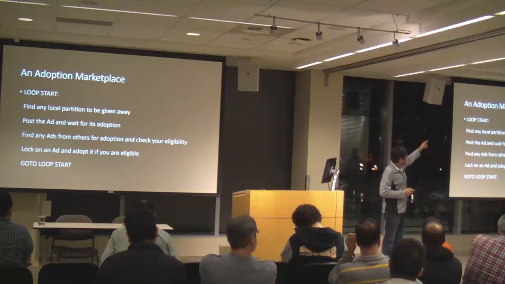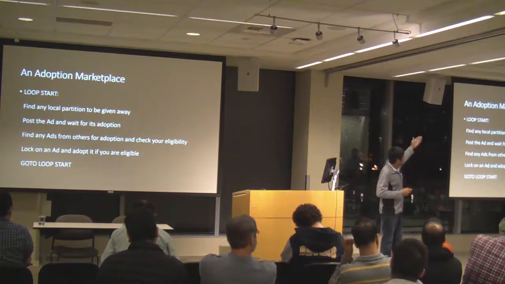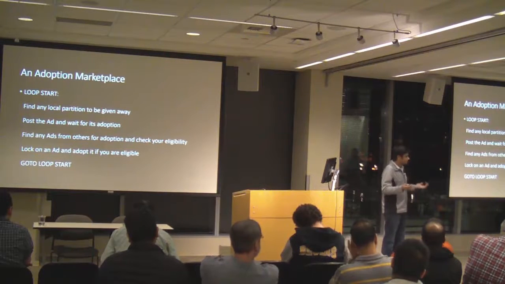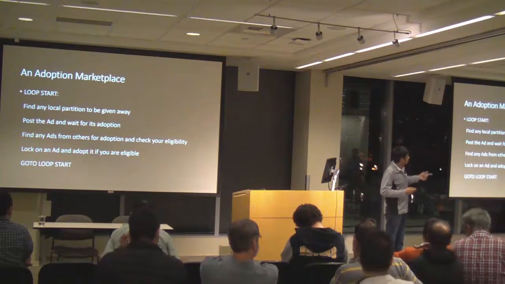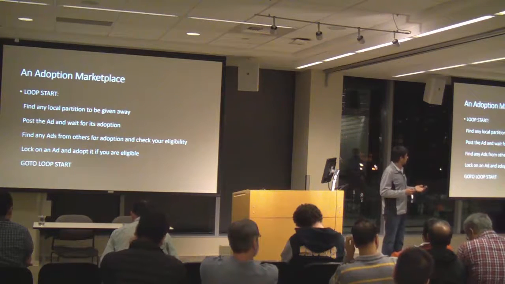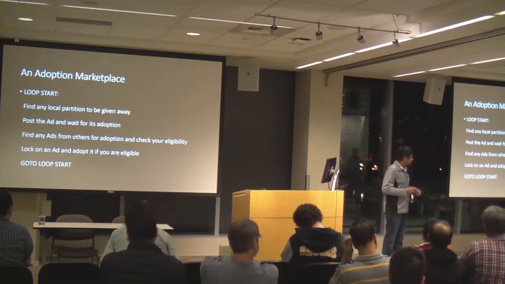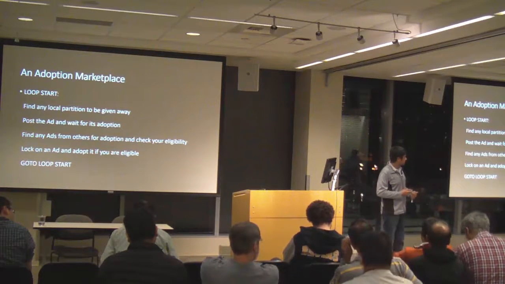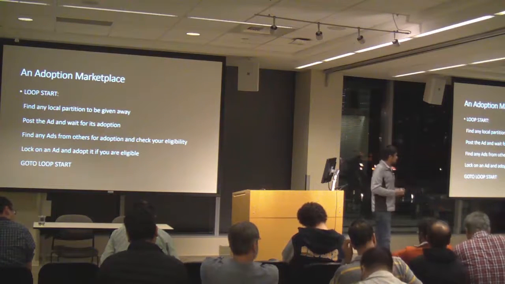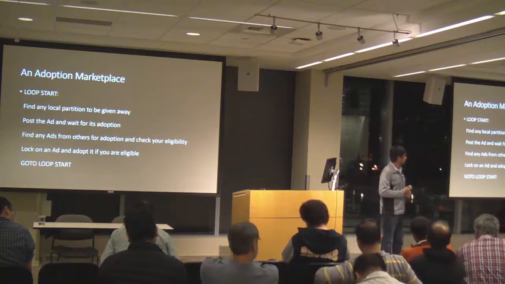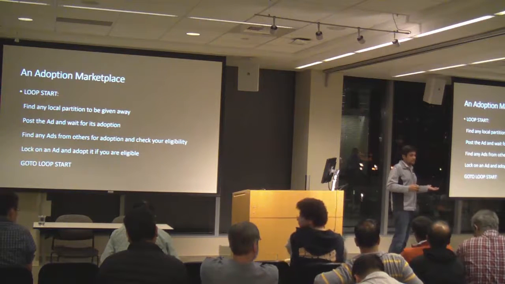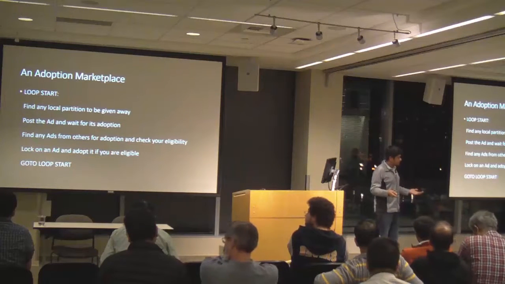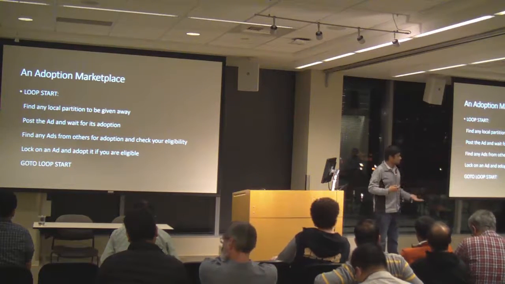The tool on each broker runs on a simple loop like this. First, it tries to find any local partition to give away for adoption. Second, if it does find something like that locally, it posts the ad and waits for somebody to adopt it. Next, it tries to look into Zookeeper for any ads that other brokers might have posted, and then tries to lock on that ad and initiate the adoption process. The adoption process is nothing but the Kafka reassignment tool run for just that partition between two brokers.